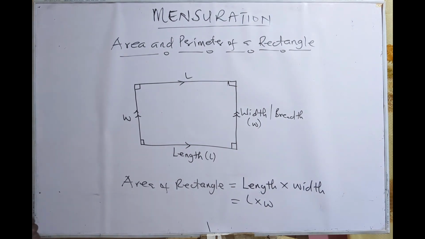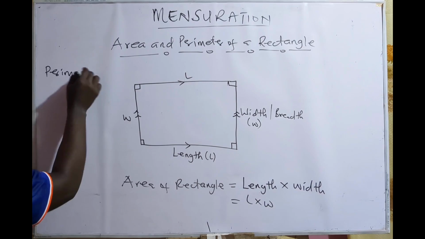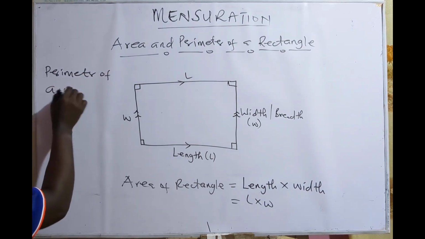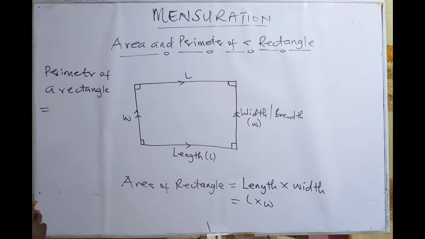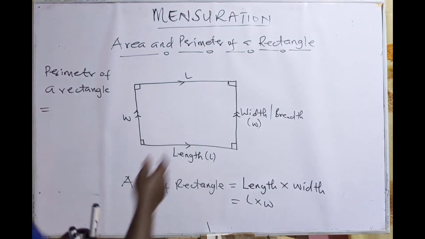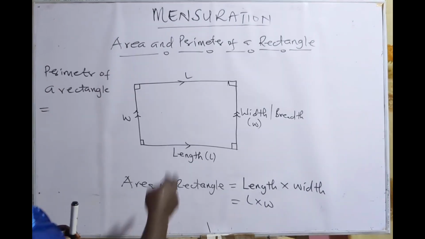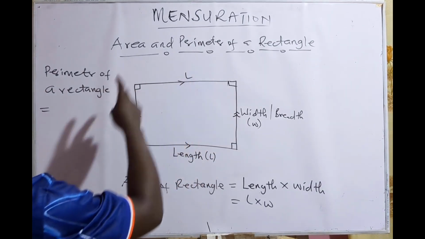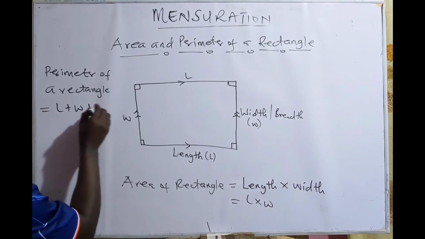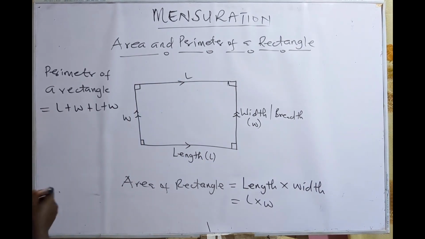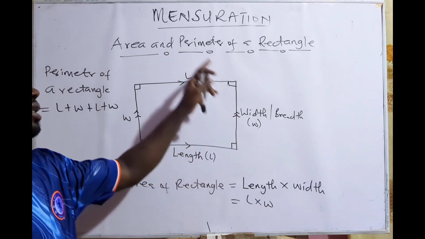The perimeter of a rectangle. The perimeter of a figure is the distance around the figure. So if I look at the rectangle, I'll have the length plus the width plus the length plus the width. So L plus W plus L plus W, that is the distance around the figure.